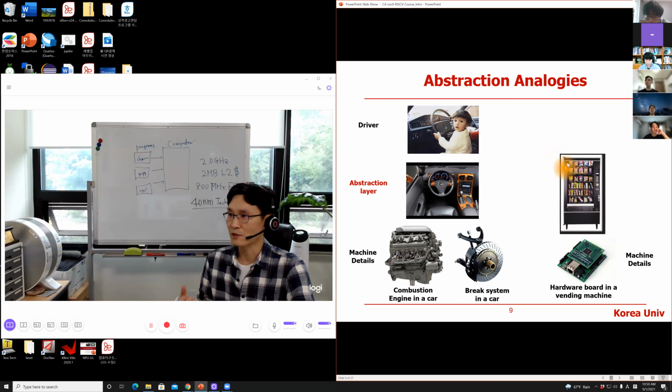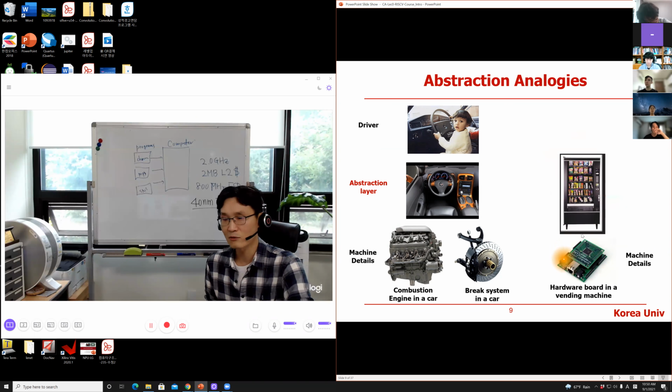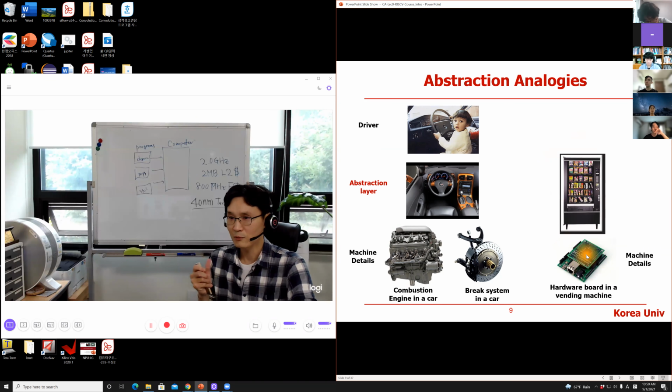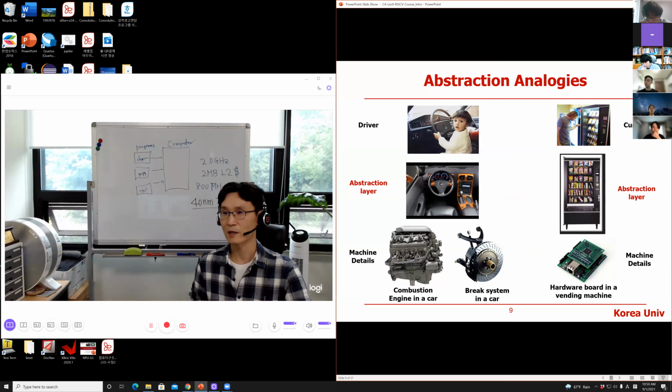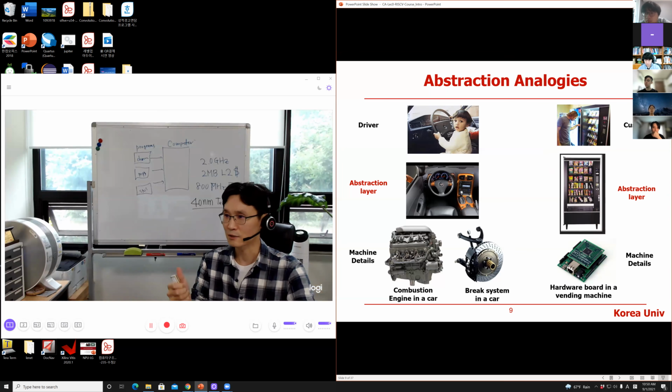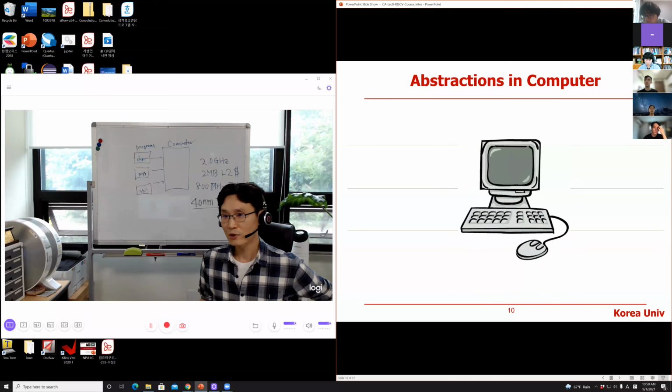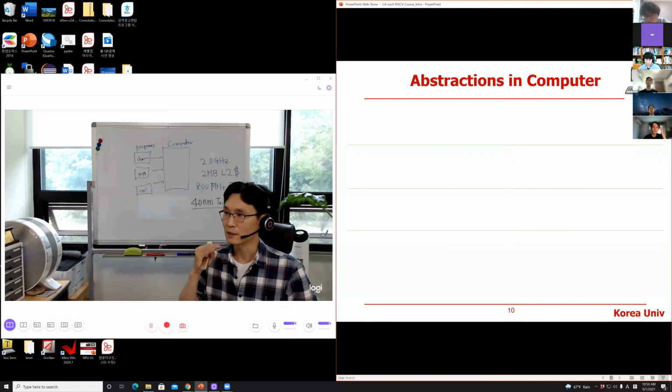Because this box is providing an abstraction layer. What this box is saying is, don't worry about this machine detail, digital logic detail, too complicated. What you have to do is insert coins and press the button. So this box is providing an abstraction layer. So anyone can take out Coke: insert the coin and press the button. And the computer is also built based on abstraction layers.